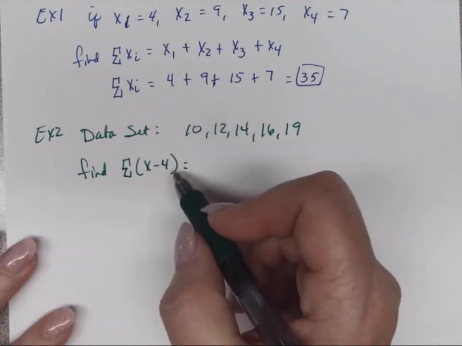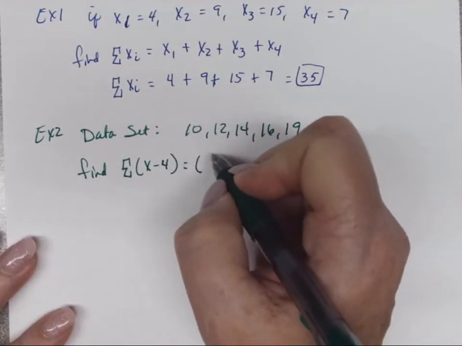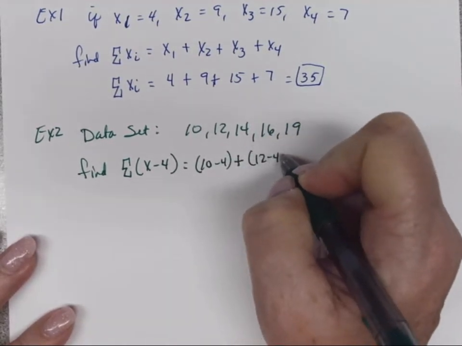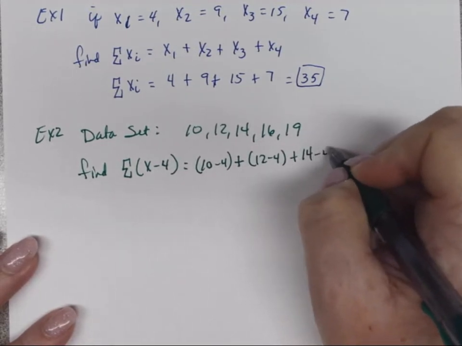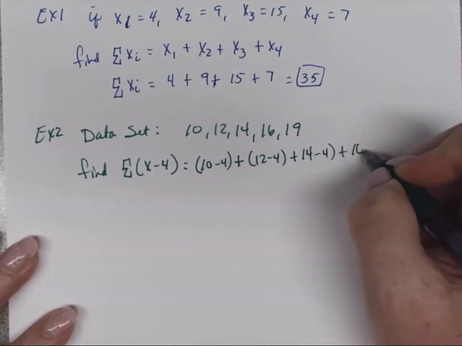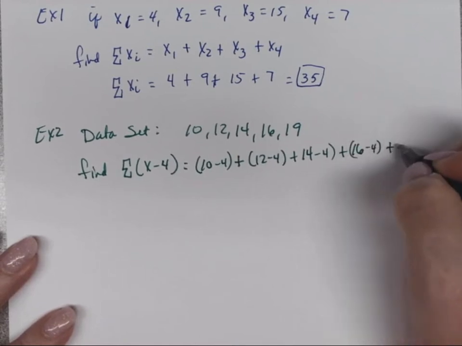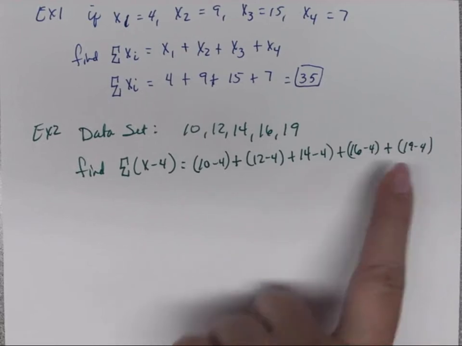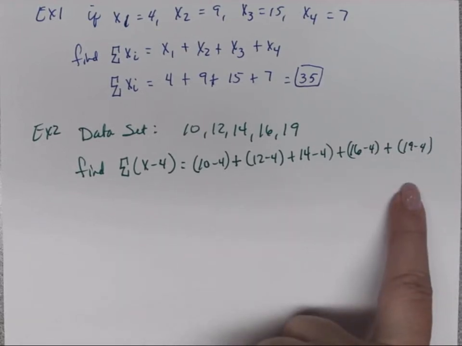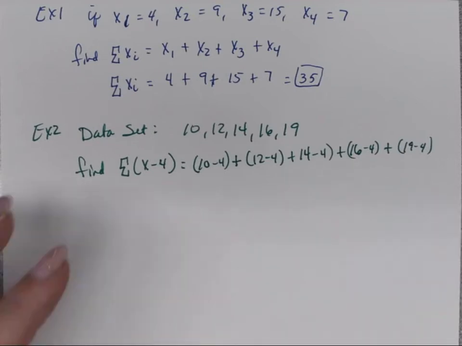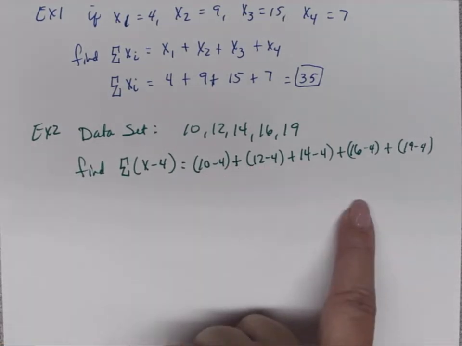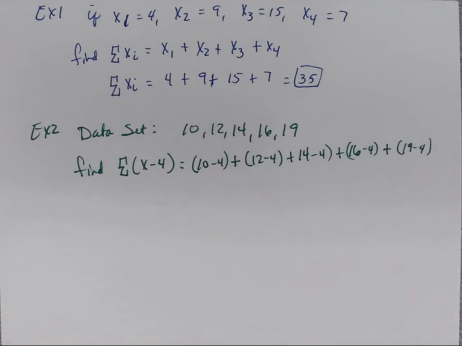So for x minus 4, for each x, we're going to have 10 minus 4 plus 12 minus 4 plus 14 minus 4 plus 16 minus 4 plus 19 minus 4. You want to, again, step out your work because it's easy to make little mistakes and it's easier to find where your errors are. If this is being graded on showing the work, then the more work you show, the more points you will get. So make sure you're stepping out your work there.